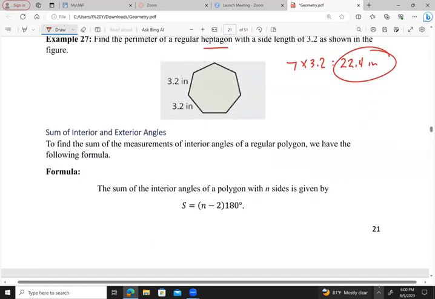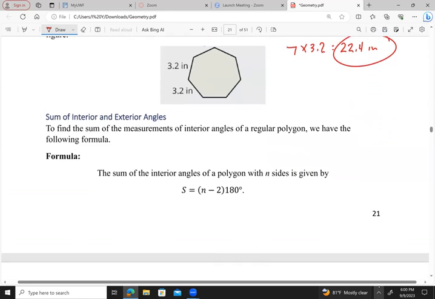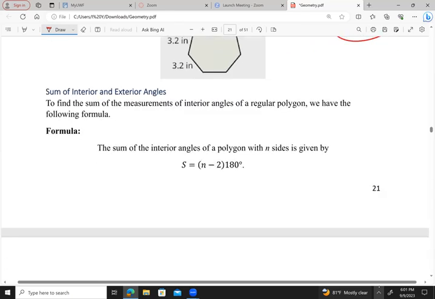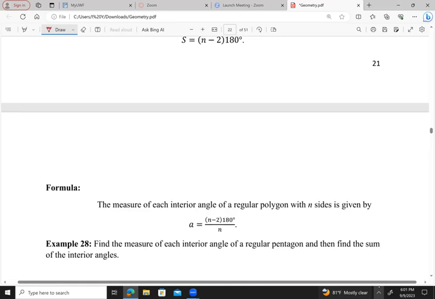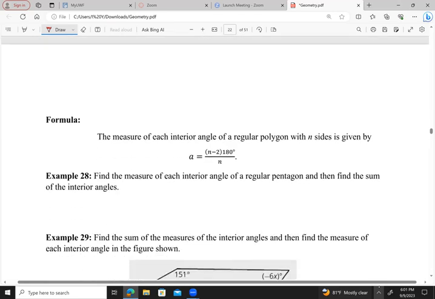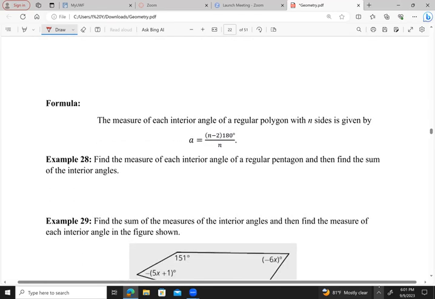Okay, next thing we're going to talk about is to find the sum of the measurements of interior angles of a regular polygon. We have a formula. And this is simply the sum is equal to n, which is the number of sides, minus 2 times 180 degrees. And here it is again. So find the measure of each interior angle of a regular polygon and then find the sum of the interior.